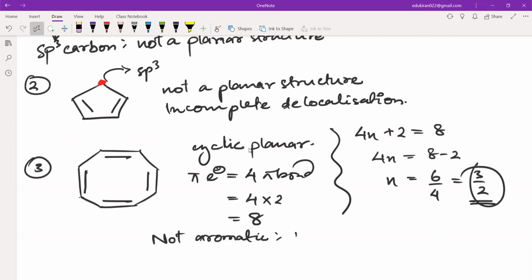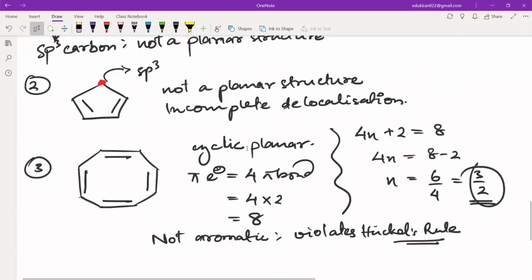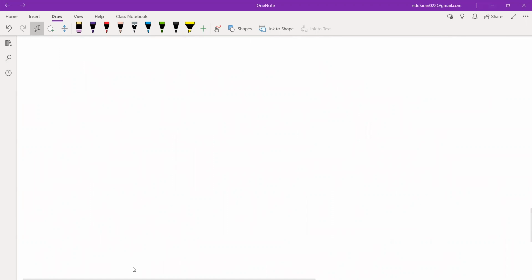It violates Huckel's rule. Tell me, is this clear? Yes or no? Is the aromaticity clear? Yes, sir. Okay.